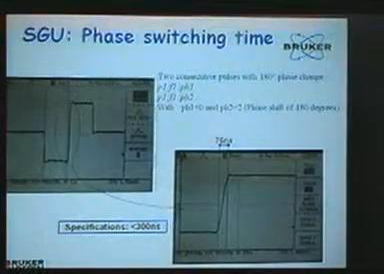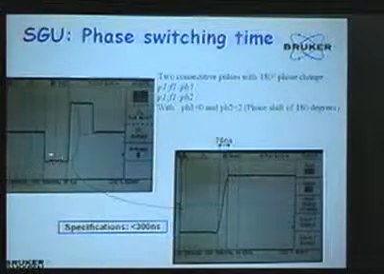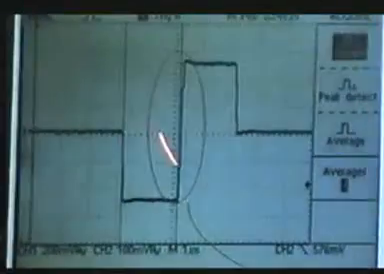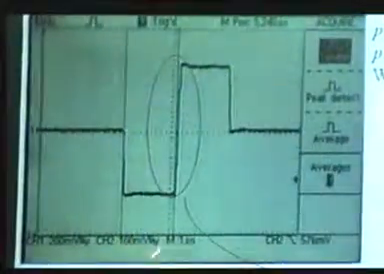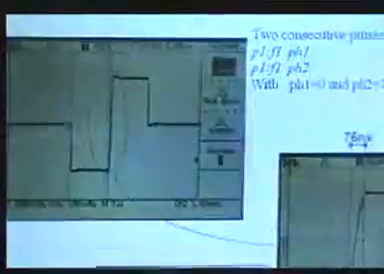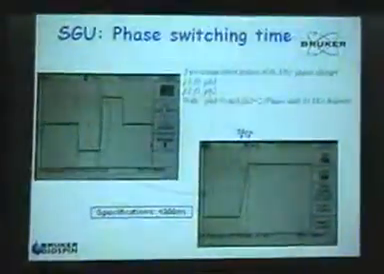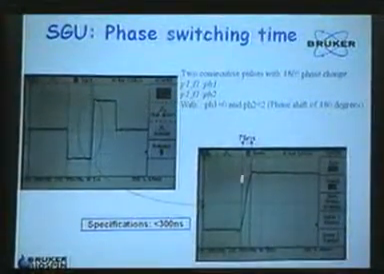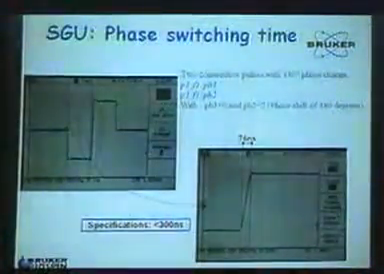Okay, so I will skip that. This shows just, in a few words, that we are now able to have two pulses back to back, with a delay between the two pulses which is nearly 0. This one has a phase of 0, for example, and this one a phase of minus 180 degrees. So you are able to have one pulse after the other with a phase shift from 0 to 180 degrees. And if we look at the scope, the delay is actually 76 nanoseconds between one pulse and the other, whereas the specification is 300 nanoseconds.